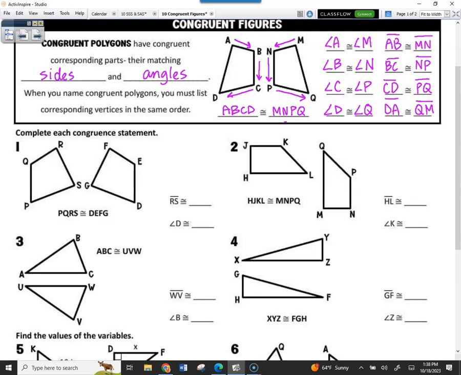All right, so look at number 1. We have our congruent statement right here. Sometimes it's easier to look at the congruent statement instead of the picture. The picture can be deceiving. I find the congruent statement with the order of the letters easier because I can't mess that up. You know what I mean? So it says side RS is congruent to what side? Go to the congruent statement. RS is third and fourth. So what's third and fourth here? FG.